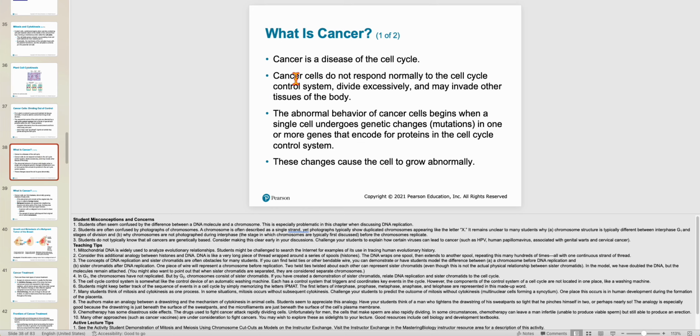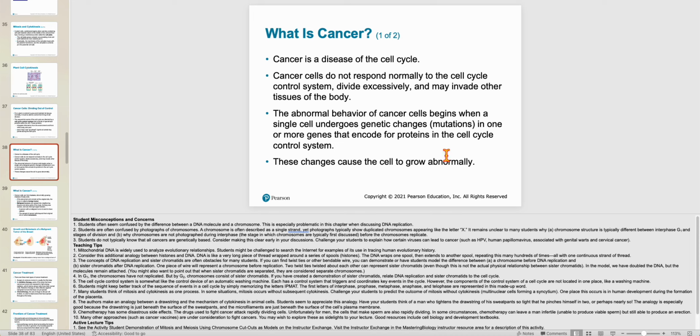Okay, and that's why cancer is a disease of the cell cycle. I love that line right there. Cancer is a disease of the cell cycle. It really is. Cancer cells just keep going round and round in that circle too fast. They don't know how to pace themselves because the signals that say when to stop, when to go are broken. Okay? And that's why these changes cause the cell to grow abnormally.